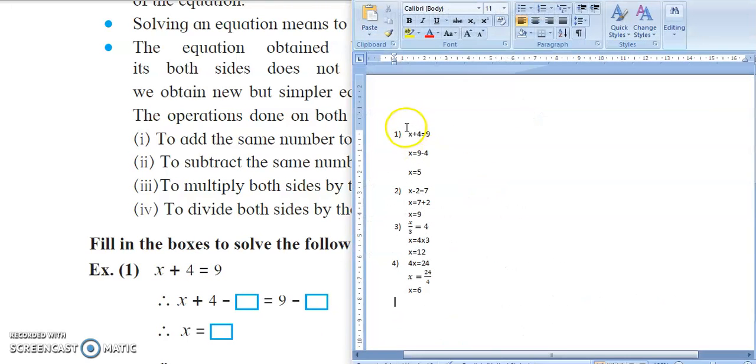Here it is given x plus 4 equals 9. So x equals, what we will do? 9 minus 4. Means on the left hand side it is given as plus 4. So when it goes to the right hand side, it will become minus 4. So x equals 9 minus 4, which is 5. So the value of x is 5. This is the answer. Okay. So you can write this in your textbook in the boxes.